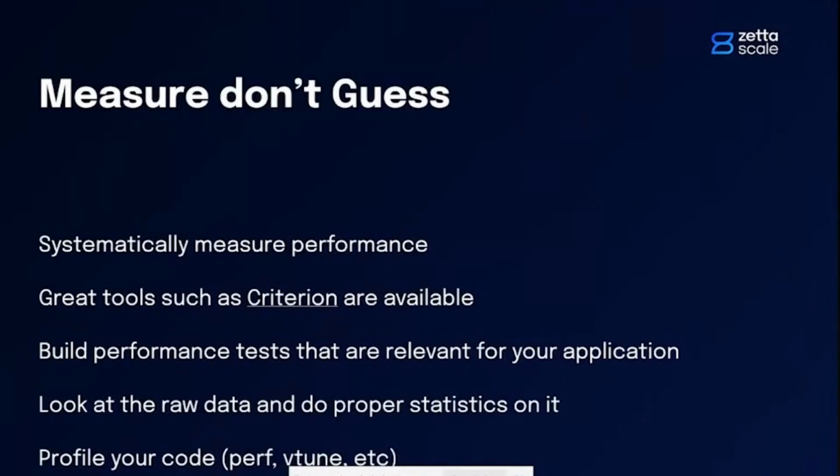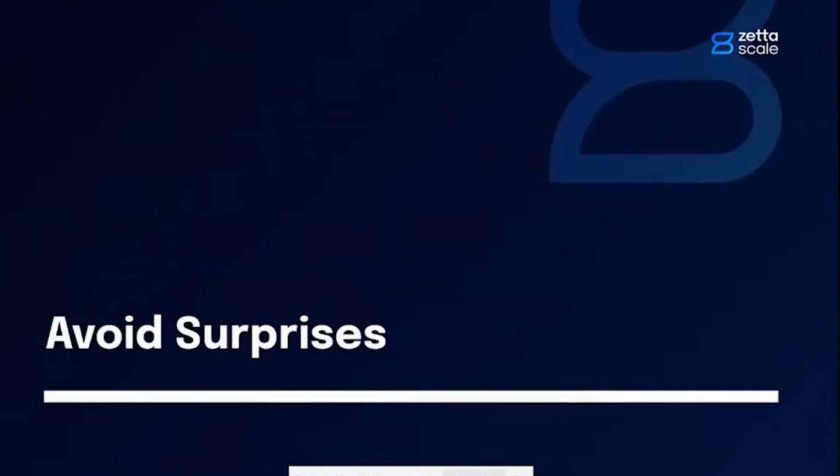Last point, which is a general rule, is measure, don't guess, right? Systematically measure performance. There are lots of very good tools. Build performance tests that are relevant to the application. If a criterion isn't enough, and if you're working with networking software, it's highly likely that you need both. Look at the raw data and do proper statistics. Try to understand outliers. Look at the raw data because sometimes there might be weird behavior, and then profile your code using perf, VTune, or some of the tools that are there, okay?